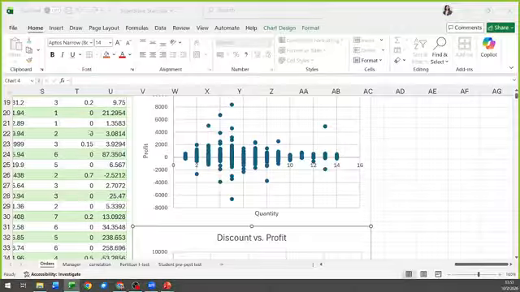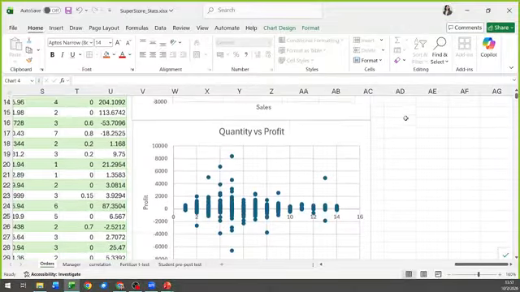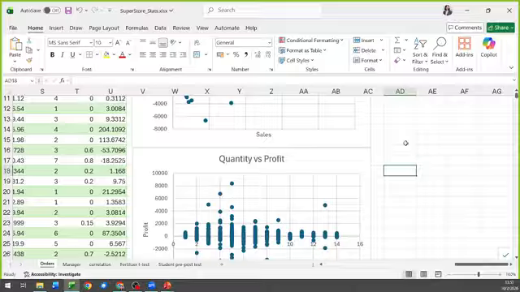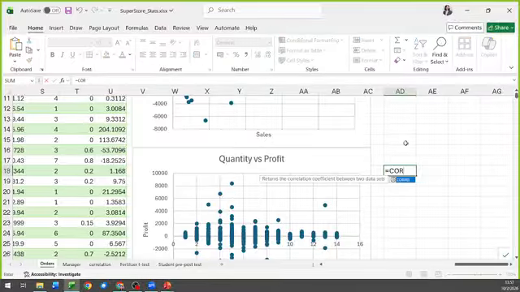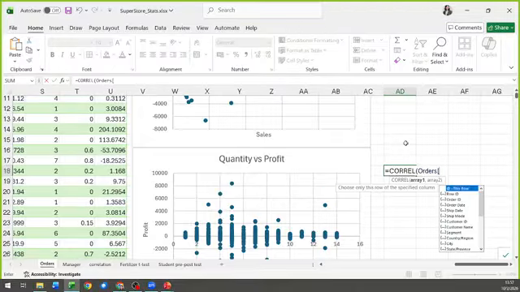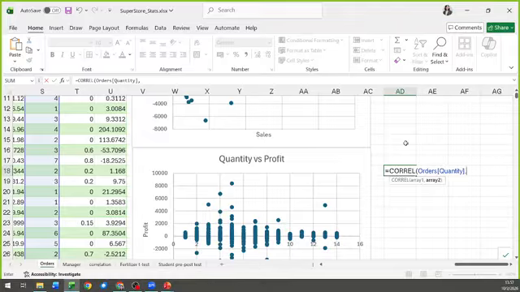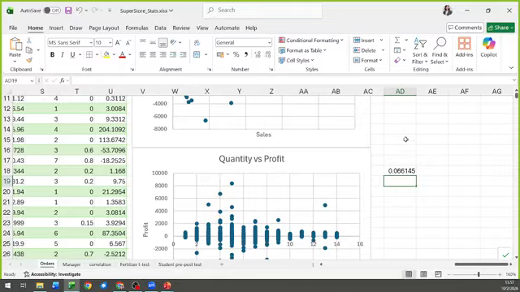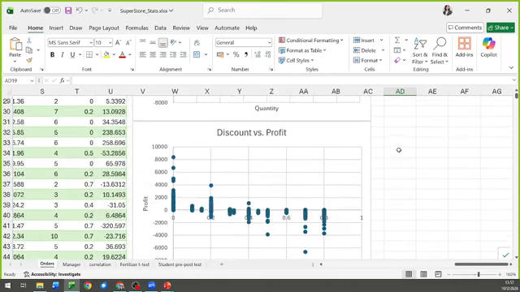Okay, what's your result? Let's see whether you're the same as mine. So CORREL orders quantity, right? And then orders profit. Okay, this is a very small number. 0.06 is almost 0, right? And this one, CORREL orders discount, and profit.